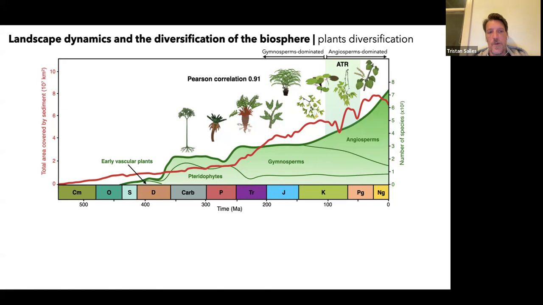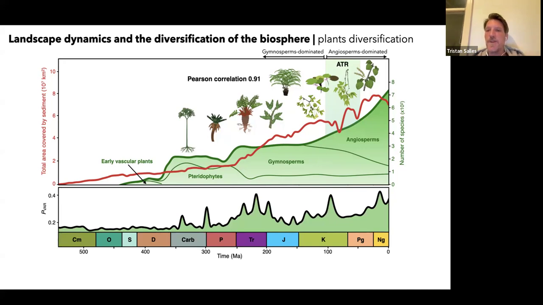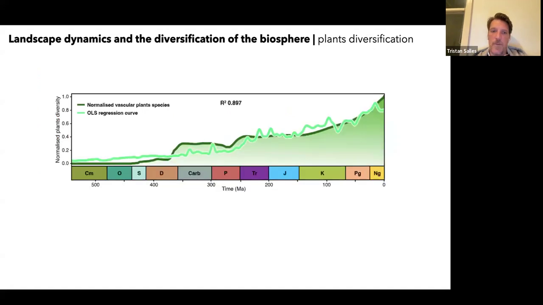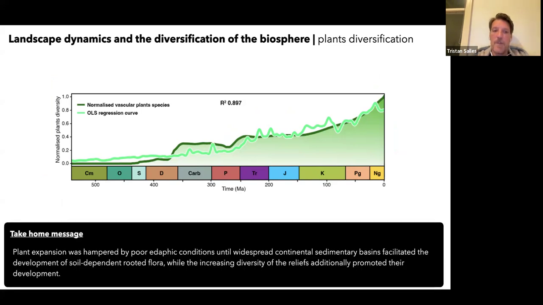And so on top of the total area which is covered by endorheic basins, we also added the component which is related to this physiographic diversity index that I talked about before. So we looked at the variability of this physiographic index over time, and we combined the total area covered by sediments with this physiographic variability, and we end up with another even stronger correlation with an R square of nearly 0.9, which suggests that the expansion of plants only started once we started to have some good soil condition for the plants to start to grow. And basically it also facilitates the development of rooted plants.